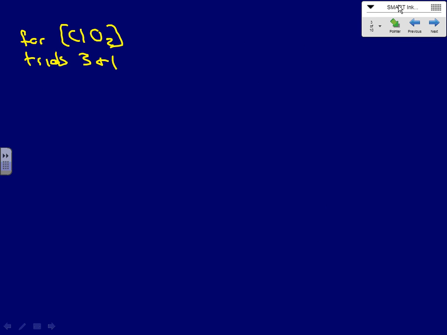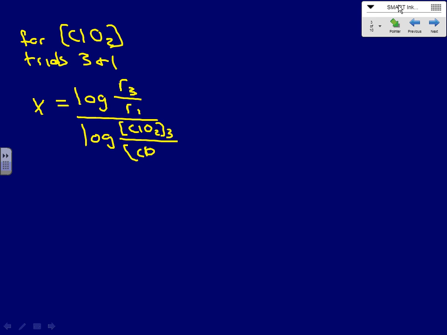Okay, so I'm going to be doing x is equal to the log of rate 3 over rate 1 divided by the log of concentration of ClO2 3 over concentration of ClO2 1. Now I just transferred our general equation to this specific situation. Are we okay with this? I'm not dealing with 2's and 1's anymore. I'm dealing with trial 3 and trial 1. I'm just labeling it up. So let's put the numbers in.